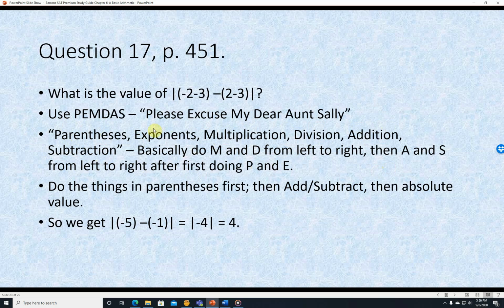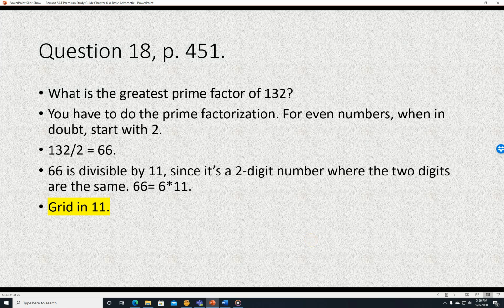addition. So in parentheses, -2 minus 3, that's -5. And then 2 minus 3 is going to be -1. So we have -5 minus -1. When you subtract a negative, it's adding a positive. So that becomes -4. So then we take the absolute value of -4. It's just equal to 4. Grid that in. Question 18, page 451.